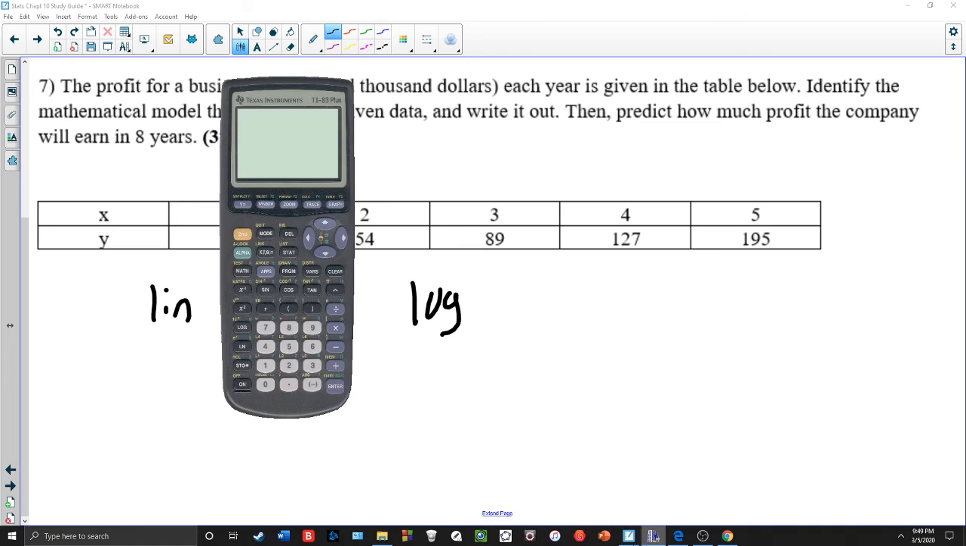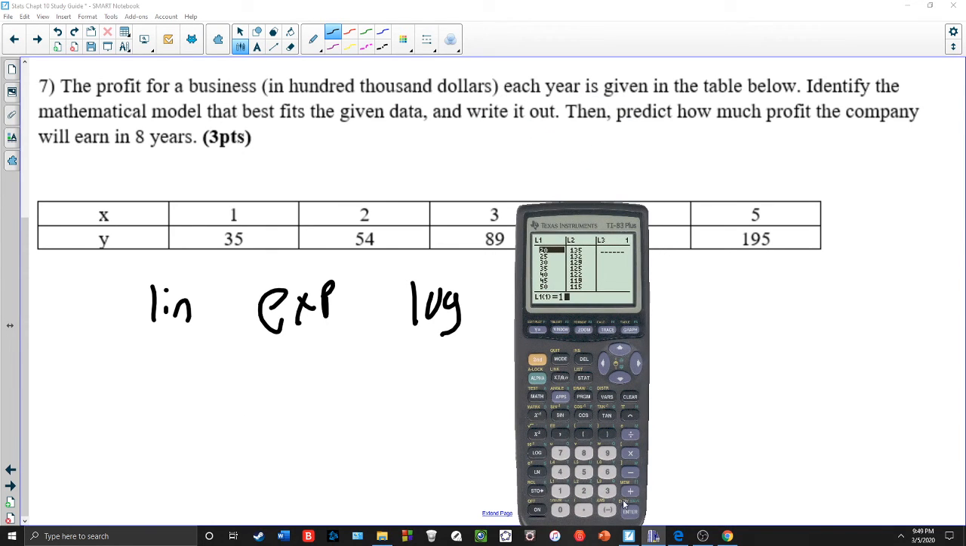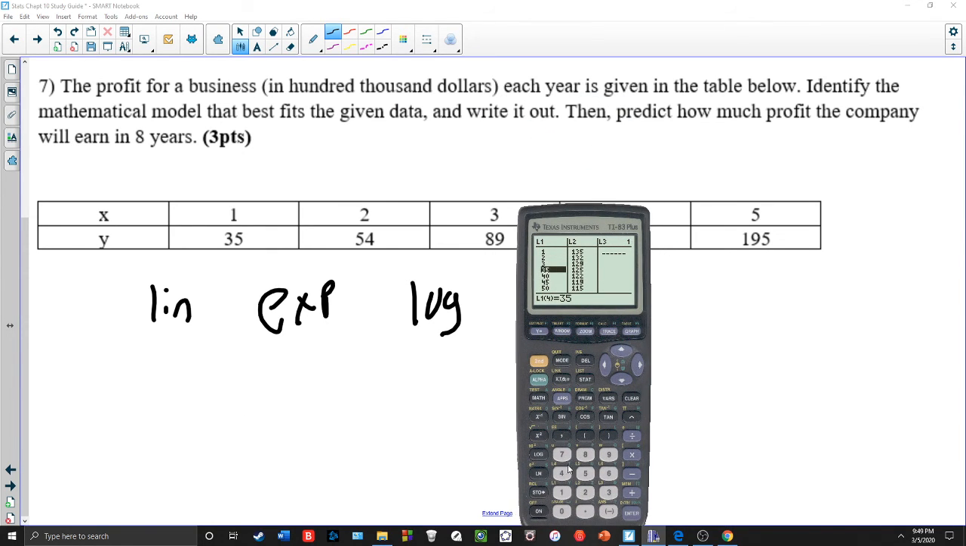So what you want to do is first enter in your list and just test to see which one has the best R. So my numbers here are 1 through 5. So 1, 2, 3, 4, 5. And then we delete, delete, delete.